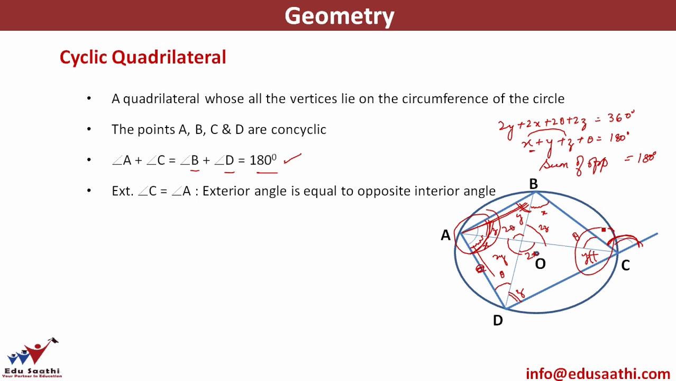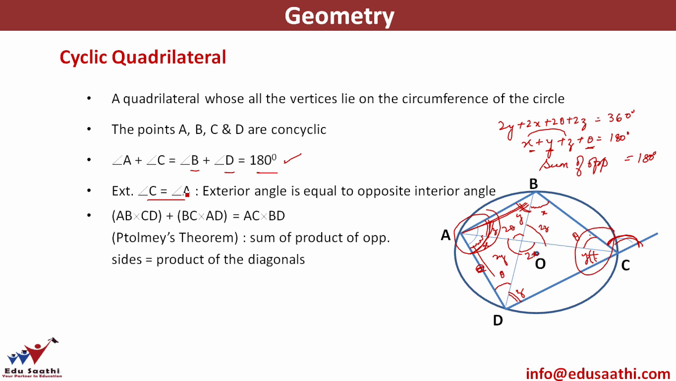So if you look at it, we have already proven that y plus theta is equal to x plus z. So if I replace y plus theta with an exterior angle C, I can say this angle is 180 degrees minus C. 180 would get cancelled out, C would go to that side, and I will get this property.